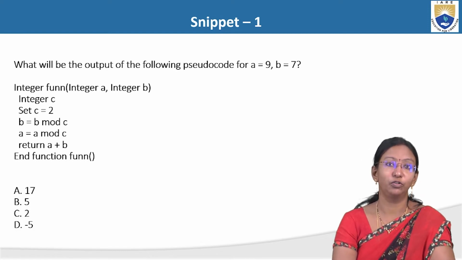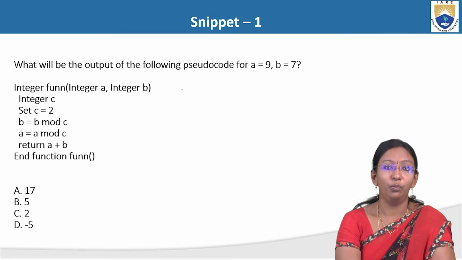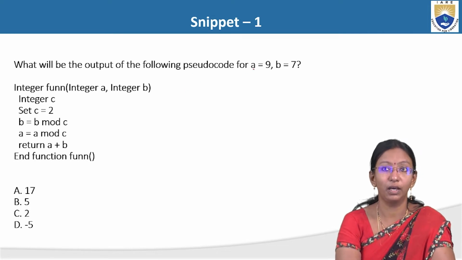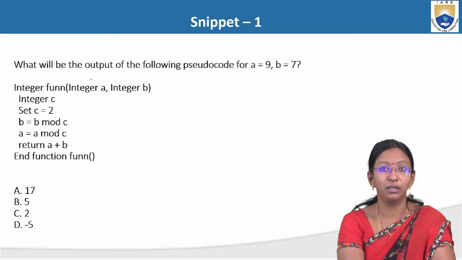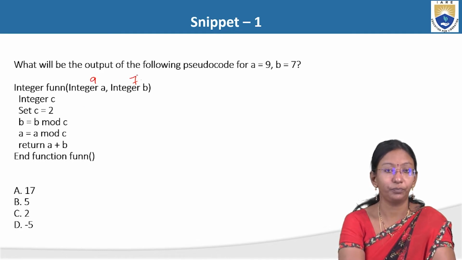Have a look at this piece of code. It is talking about a function, and it is asking what it is going to return. That is the primary question of this function. As input, it is taking the values of A as 9 and B as 7. Now you have to evaluate.